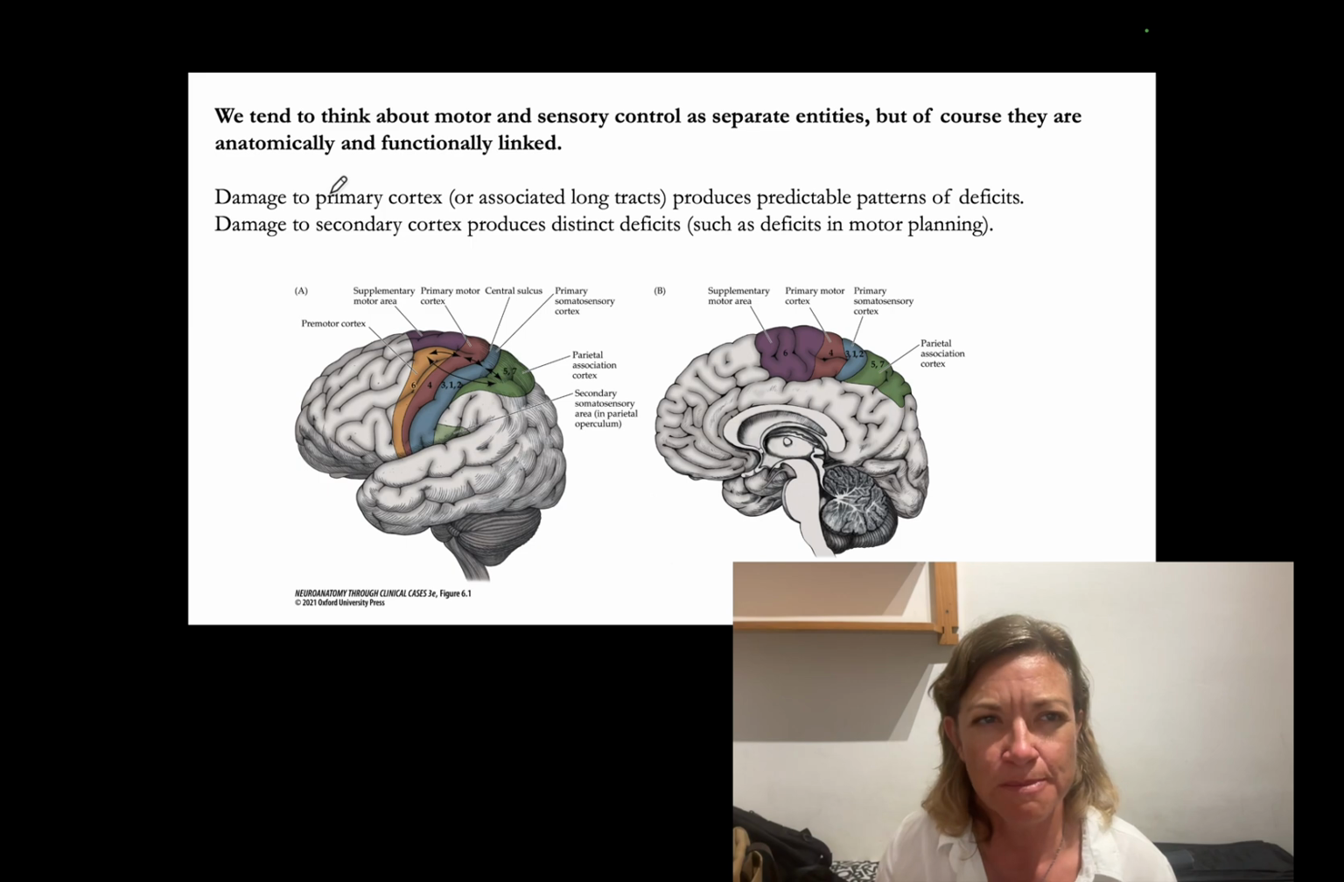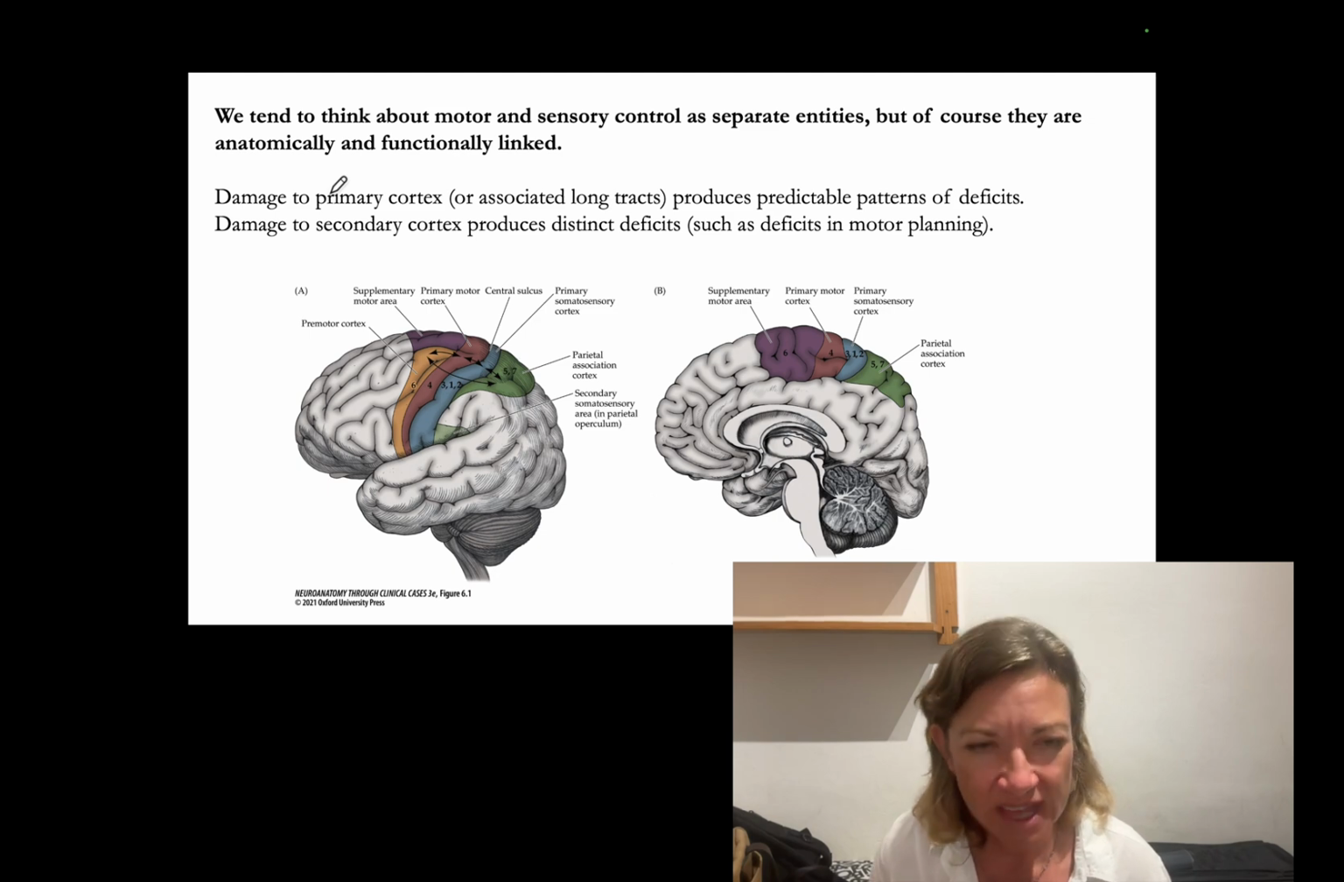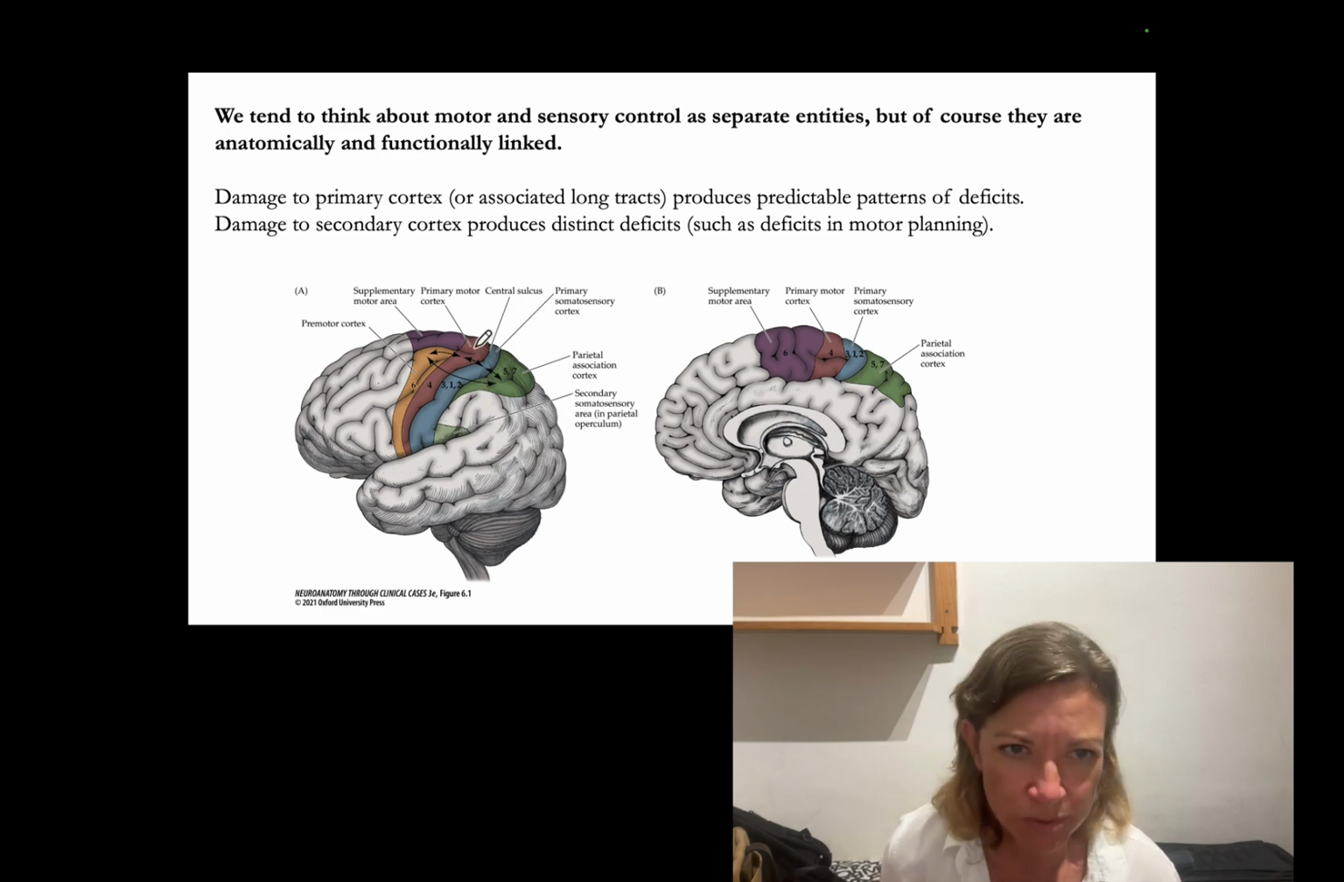I just want to start by saying that we tend to think about motor and sensory control as separate entities, but of course they are anatomically and functionally linked. And we know that because sensory feedback is absolutely crucial for motor control. That's what this diagram is showing you: these double-sided arrows represent reciprocal connections between motor and sensory areas.